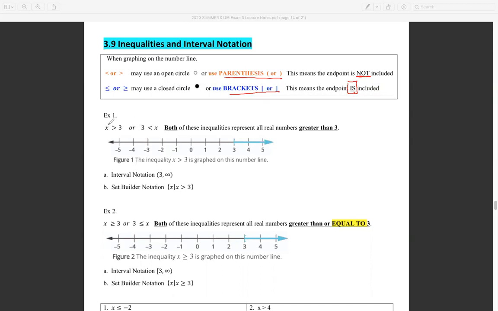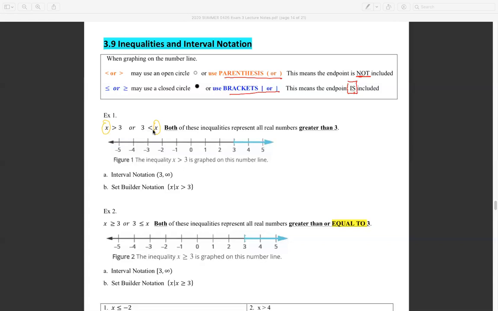So example 1, we have x is greater than 3 or 3 is less than x. Now, if you read this going left to right, you might think they're different, but they're actually the same thing. What you need to do is focus on the x. It's very important because you're graphing what the x is allowed to be, and then you're going to read it according to your x. So this one, you'll read x is greater than 3 left to right because the x is on the left side. Because the x is on the right side, you'll actually read this going right to left. So this still reads x is greater than 3. So these are the same inequalities.